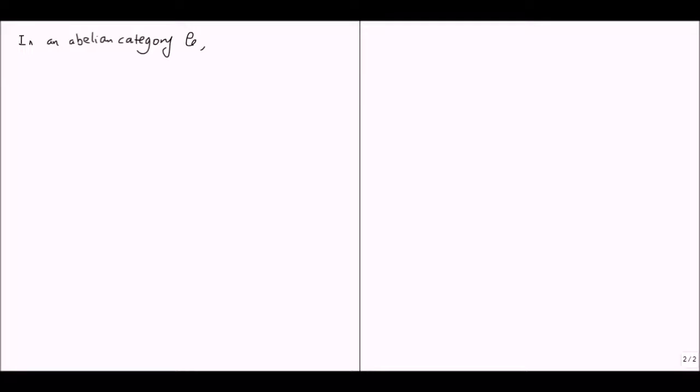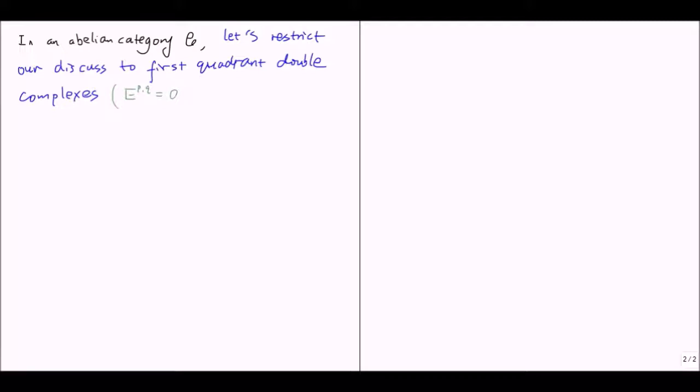You may wonder how to define d in the general abelian category setting. Let's restrict our discussion to first quadrant double complexes. By this we mean double complexes whose objects satisfy E sub p,q equal to 0 if p is a negative integer or q is a negative integer. In this case, each E superscript k is only a finite direct sum. And by the knowledge of abelian category, we know that finite direct sums always exist in abelian categories.